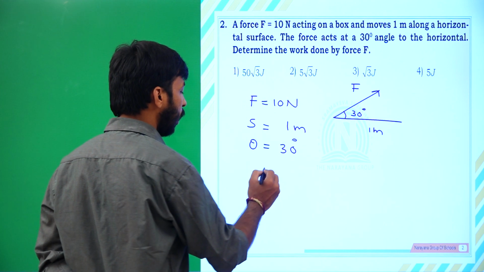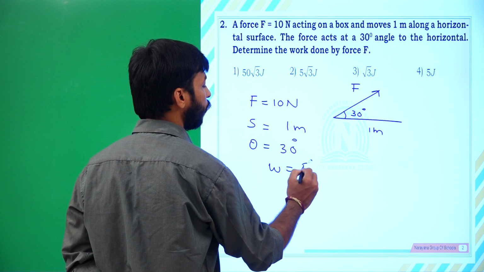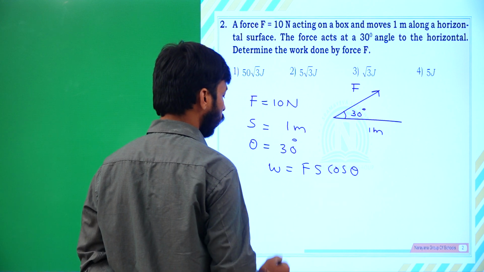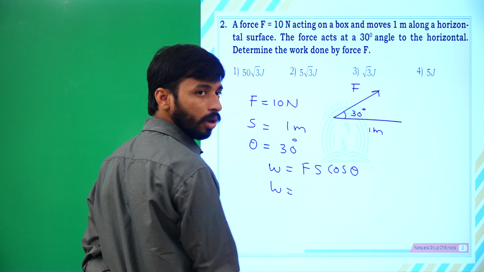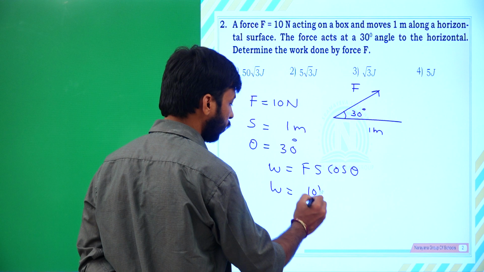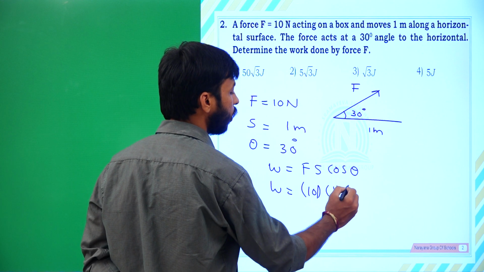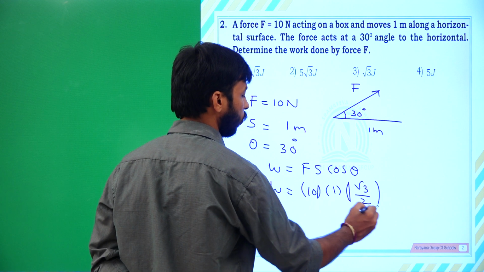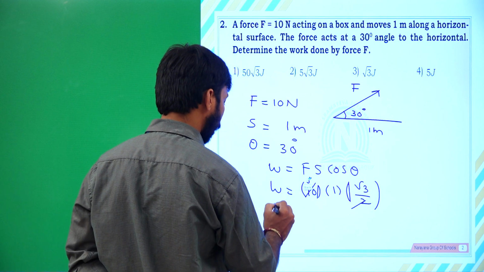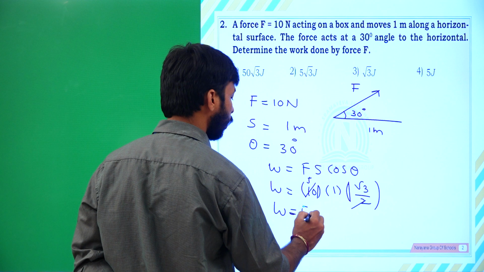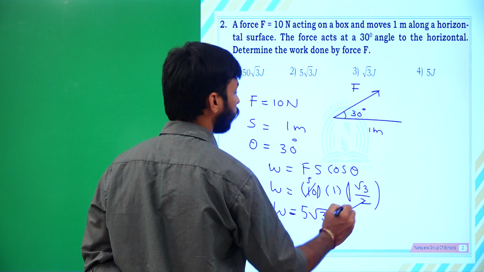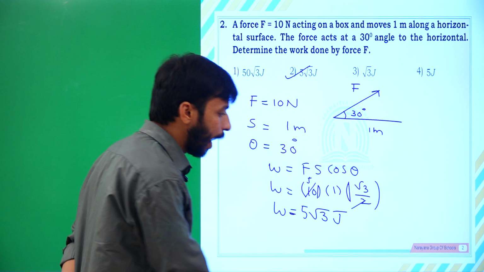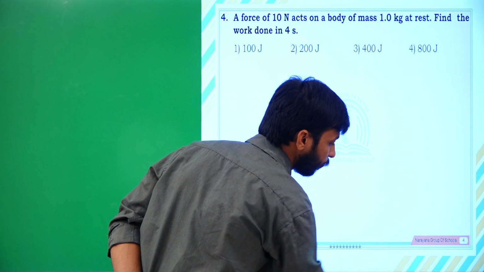So W is equal to F S cos theta. W is equal to F, 10 newtons, into S, 1, into cos 30 degrees, which is root 3 by 2. So that is 5. So W is equal to 5 root 3 joules. Okay, this is the second question. And going to the third question.